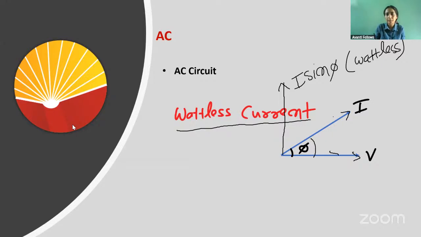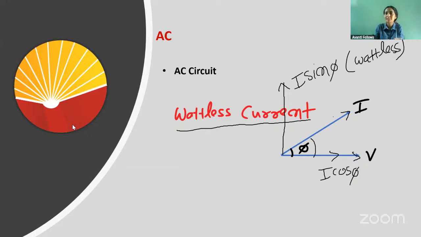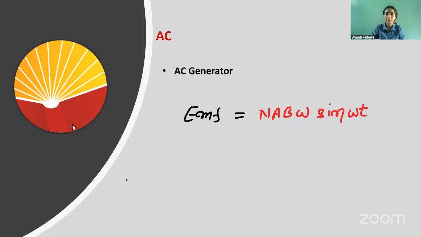And here another component is I cos phi. Because of this, power will get generated. That is why, look, the cos phi term has come in the power. Sin phi is not there because that's a wattless current, which is not contributing to the power. Remember it.